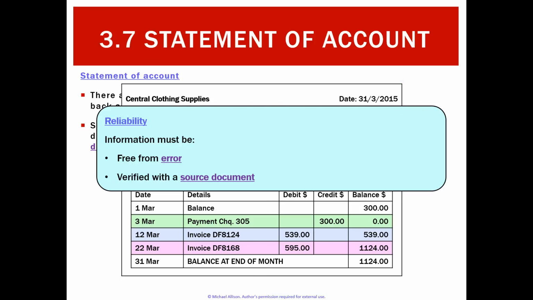So looking at that, we're looking at reliability, which said that things must be free from error and verified with a source document.